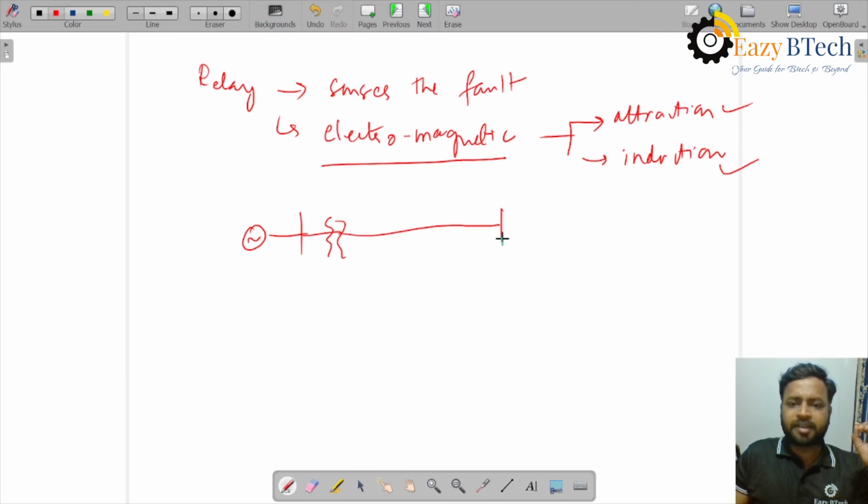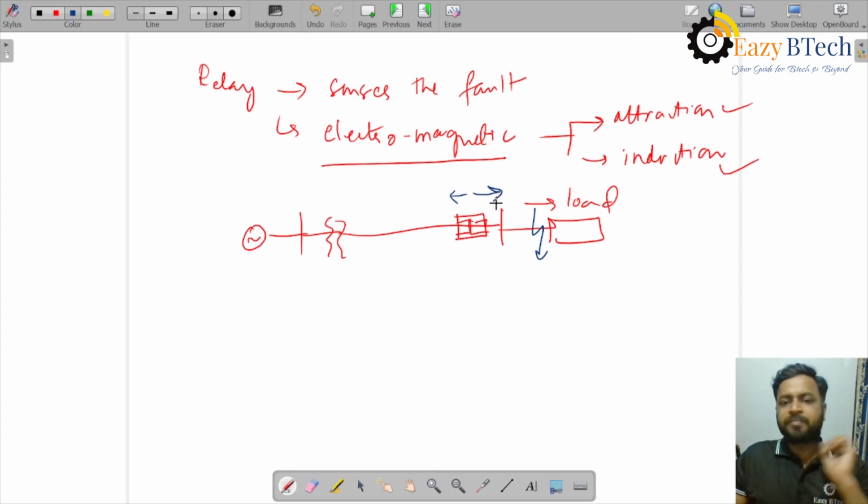Okay, so since the relay is sensing the fault, let us take a system. So there is some load connected here. This is the load. So the circuit breaker will be present here. Its two contacts will be here. Whenever there is a fault, the circuit breaker's contacts will open. For opening of the contacts, only the moving contact will be moved, the fixed contact will remain in its place.